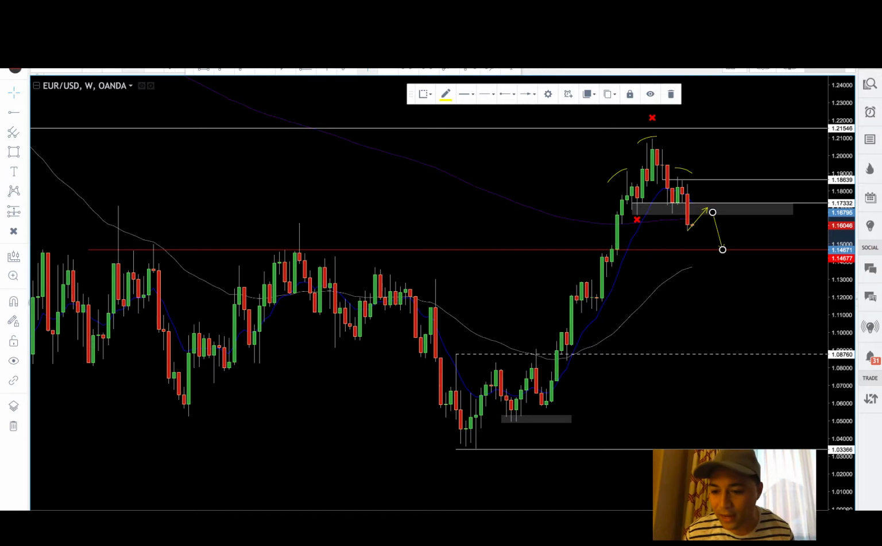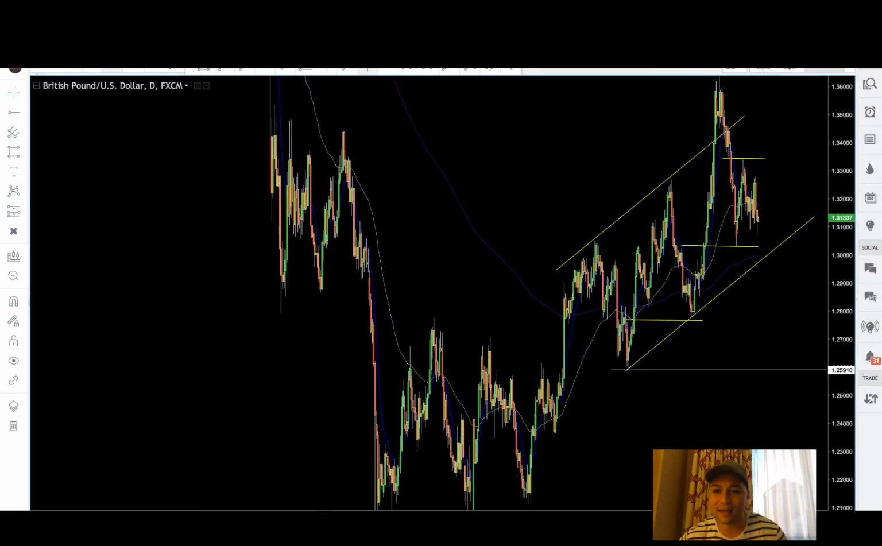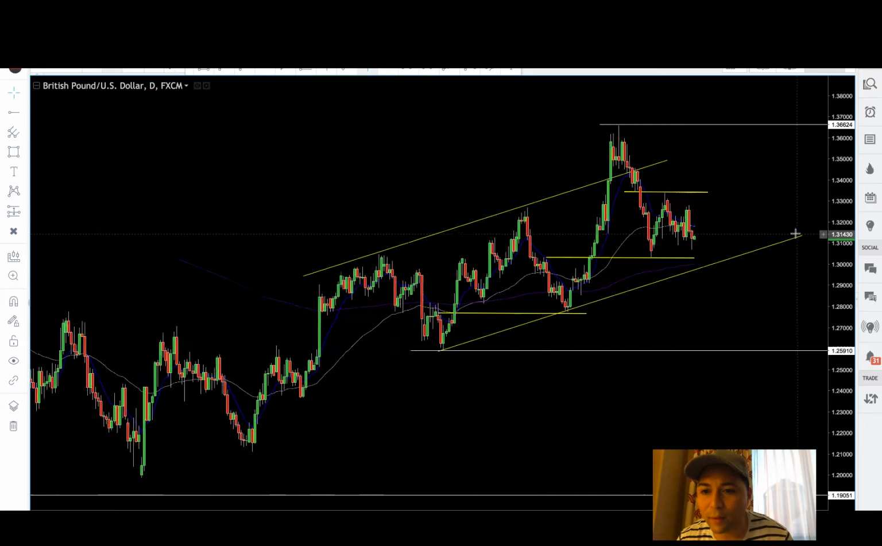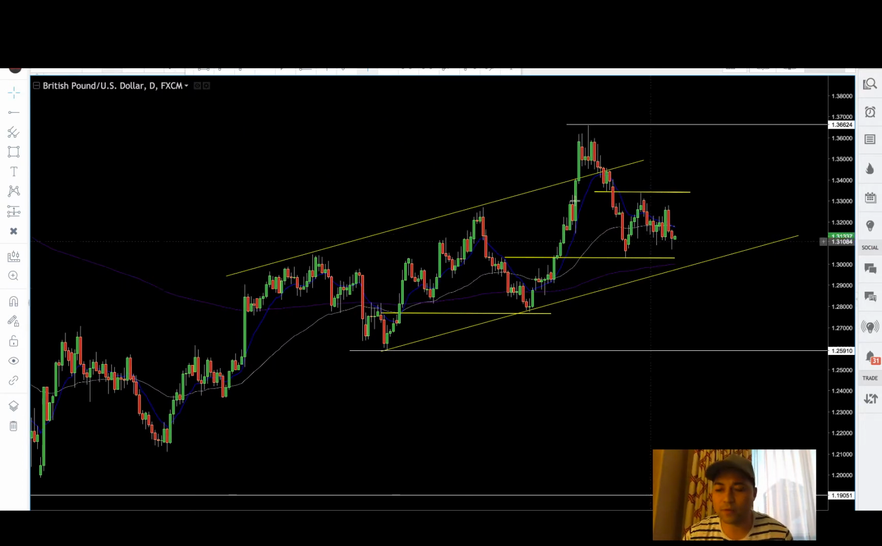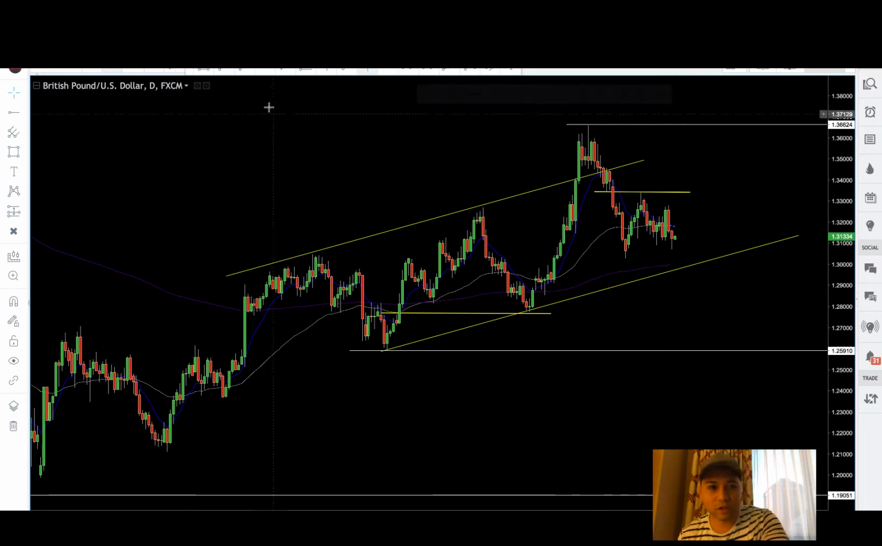Okay, let's move on. Let's go to the pound dollar, also known as the cable. Looking at what's been happening over the last couple of weeks, we've been in a sideways correction. We see price in this up channel. We saw price break out. It was a fake breakout because price moved right back into this channel. And notice how price has respected this low here. And notice, let me just keep it consistent here.